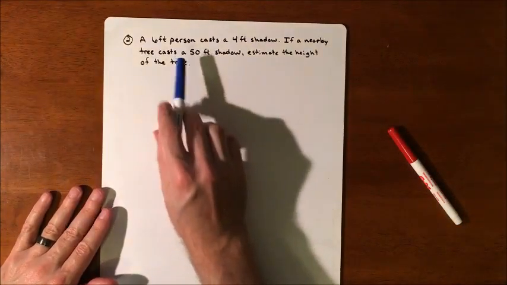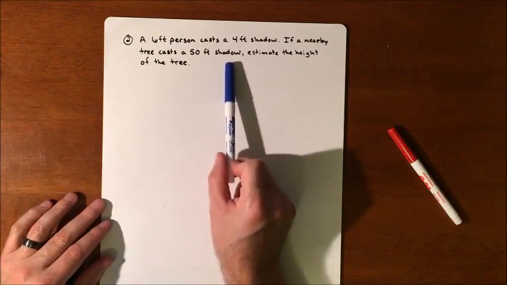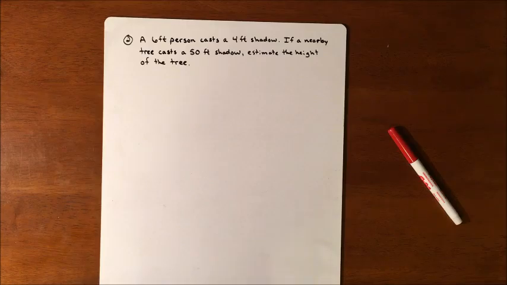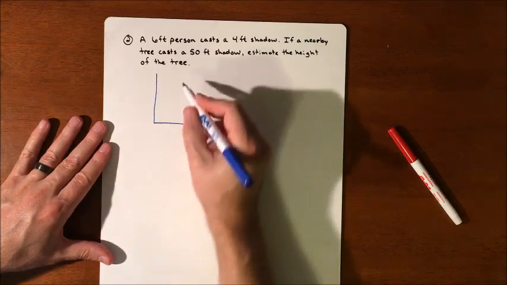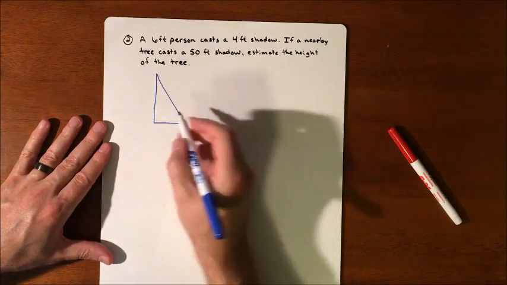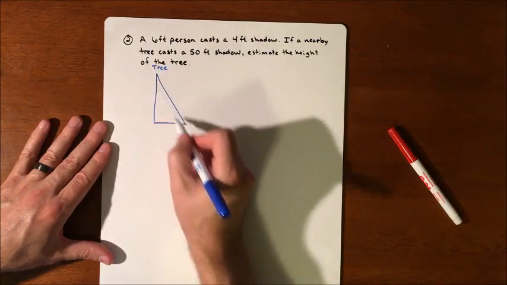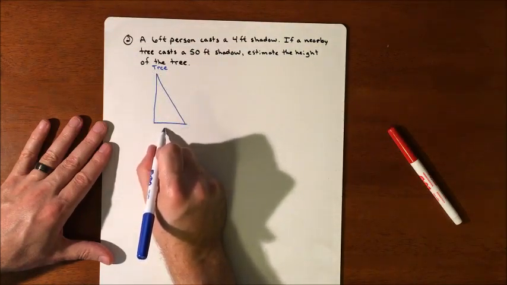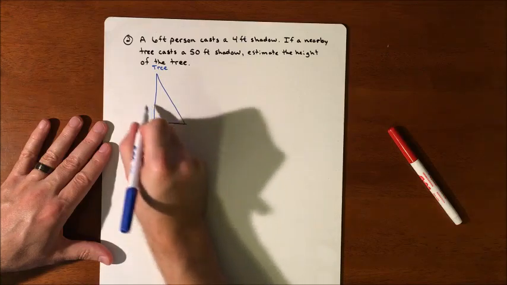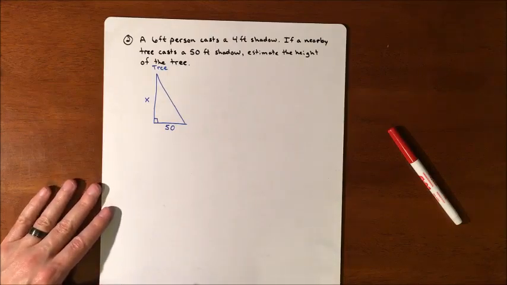is we have a 6-foot person casting a 4-foot shadow. If a nearby tree casts a 50-foot shadow, estimate the height of the tree. So for something like this, it's good to get a visual. So what does it look like that we're dealing with? So we have this tree, and it's casting some sort of a shadow. So there's an angle of the sun that is casting the shadow, and the shadow is 50. We don't know the height of the tree. We're assuming the tree is standing straight up and down.